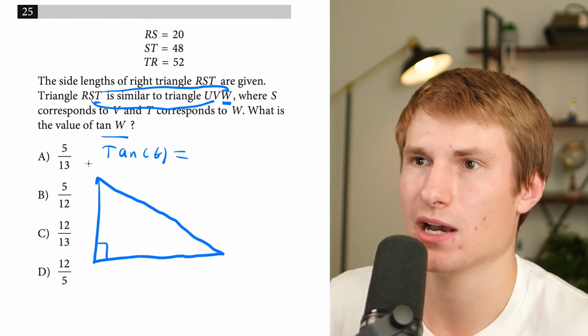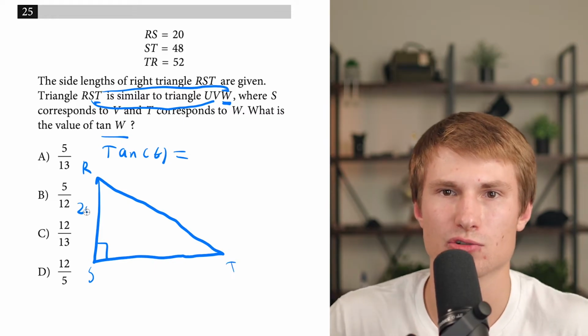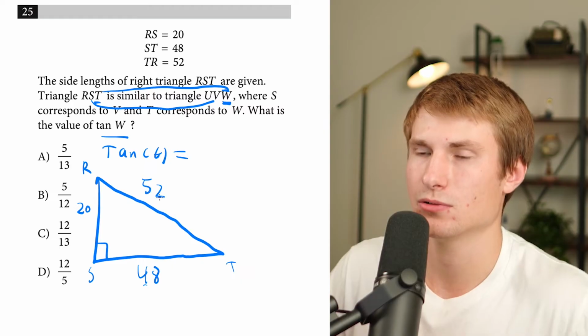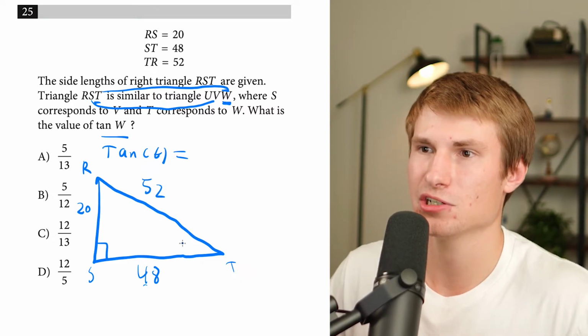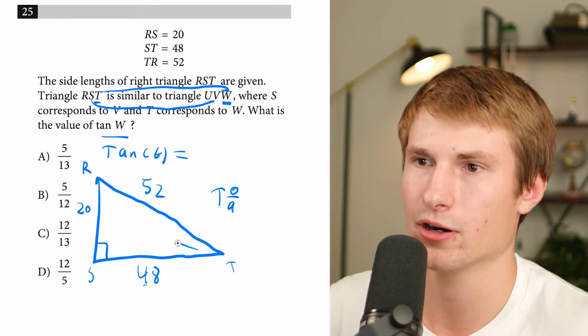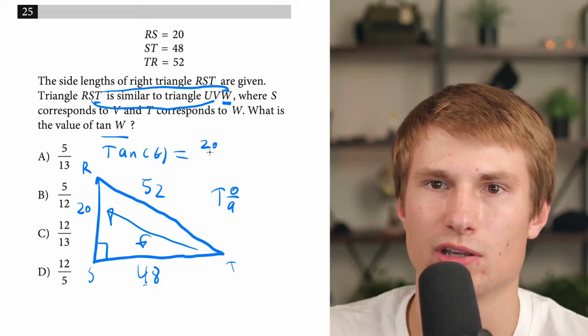Okay, so we know that we've got R, S, T. We know RS is 20, ST is 48, and then our hypotenuse is going to be 52. From here, we need the tangent of T. We'll use SOHCAHTOA. Our tangent is our opposite over our adjacent, so that'd be 20 over our adjacent, which is 48. Okay, so that'd be 20 over 48.